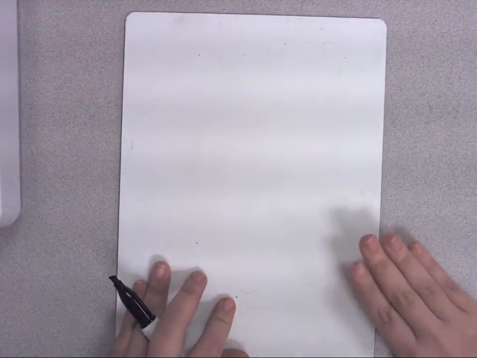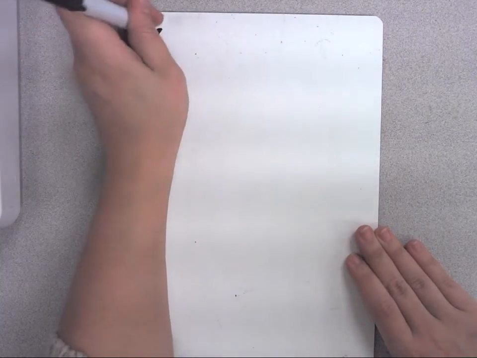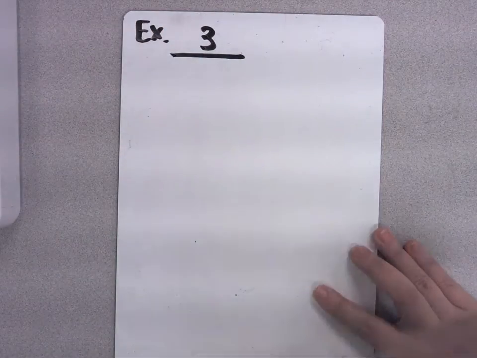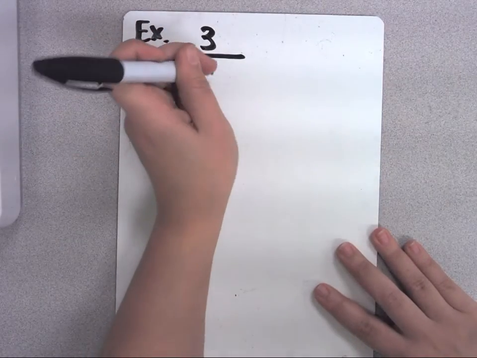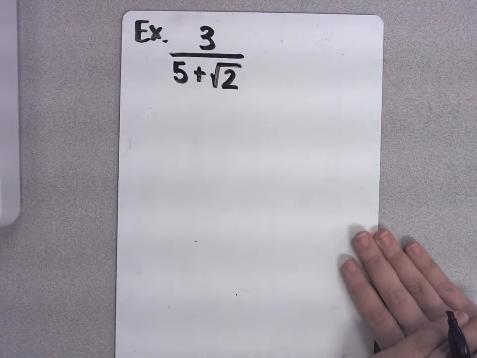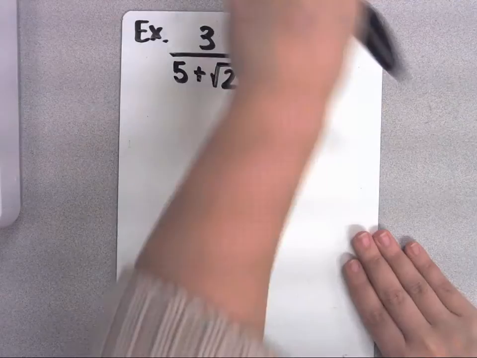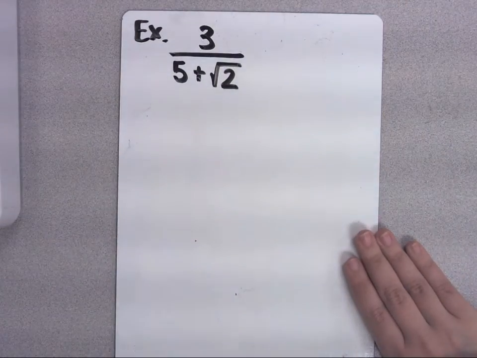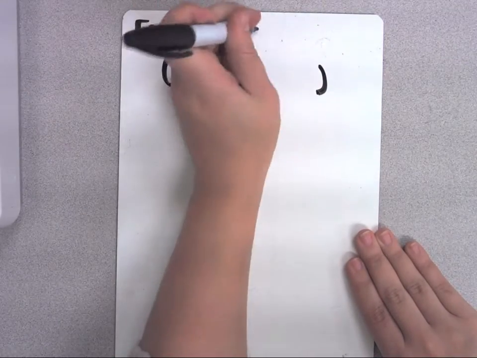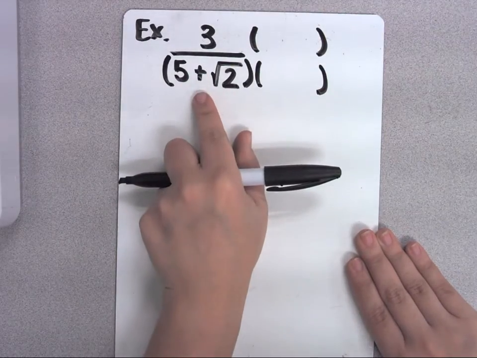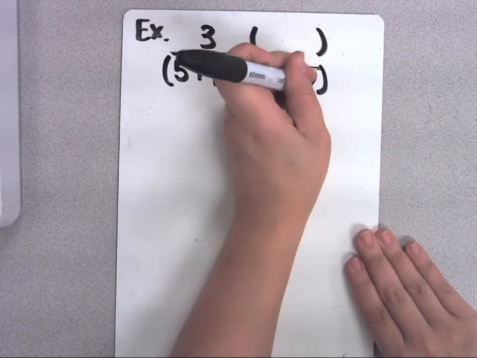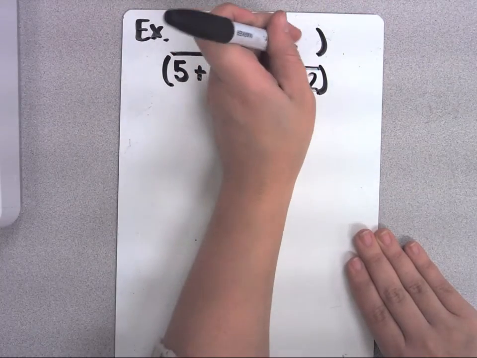Okay, so for example, 3 all over 5 plus the square root of 2. We're not allowed to have radicals in the denominator, which is why we need the conjugate. We're going to take the top and the bottom and multiply them by the conjugate only of the denominator. So we're going to multiply top and bottom by 5 minus the square root of 2.